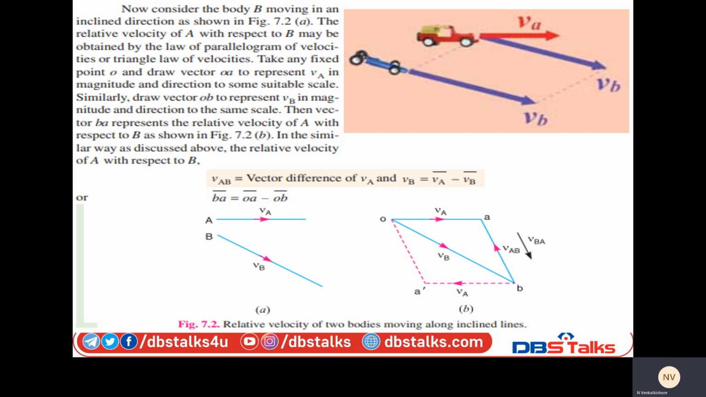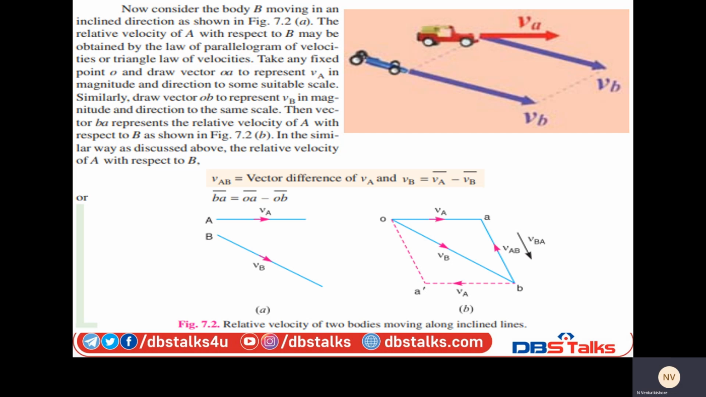Now take any point O and draw the vector diagram so that OA represents VA, that means the velocity vector in magnitude and direction to some suitable scale. Similarly, draw a vector OB to represent vector VB, to the same scale in magnitude and direction. Then vector BA, which joins A and B, is the relative velocity of A with respect to B, which we show as the vector VAB.